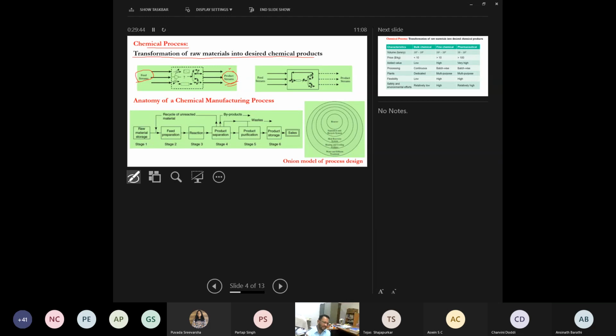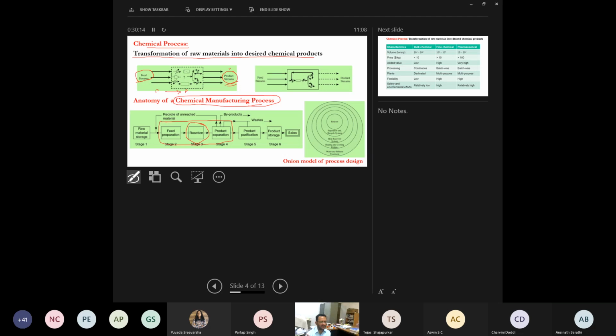If you see the process, the very general equation is that feed streams are converted into product streams. The general anatomy of the chemical manufacturing process is like this. The reaction is the heart of the process. Here you have feed, here you have product. This is the simplest one.